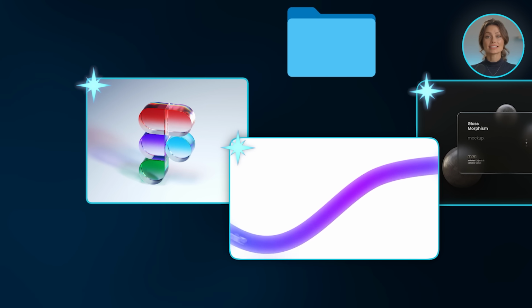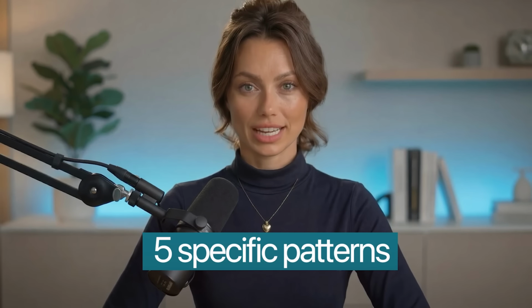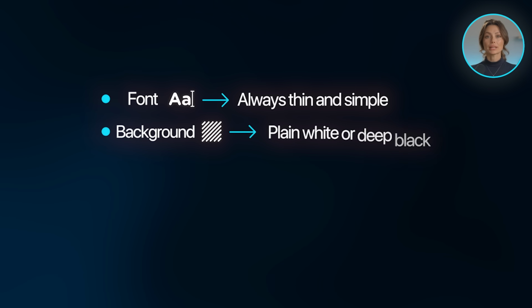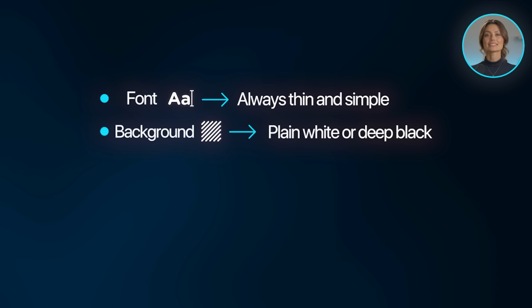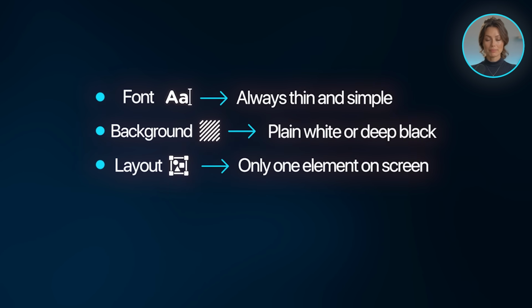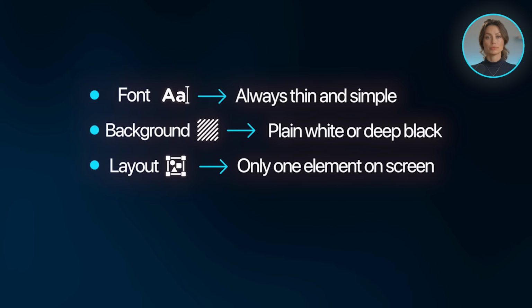Now that we've got all of our references ready, the next step is to actually analyze all of them properly and break down what makes these videos feel so premium. And this is where things start to get interesting, because after going through all of them, I found 5 specific patterns that were present in every single video. The first is that the fonts are always thin and simple, and the background colors are either plain white or deep black, which is what adds that minimal feel to these videos. And there's only one element on screen at a time, and each part is animated very smoothly, which makes every scene feel more calm and premium.